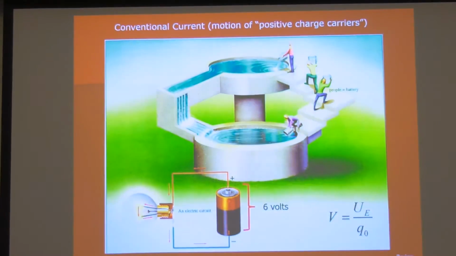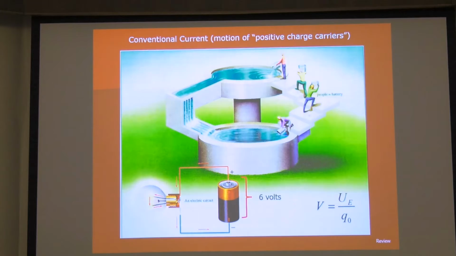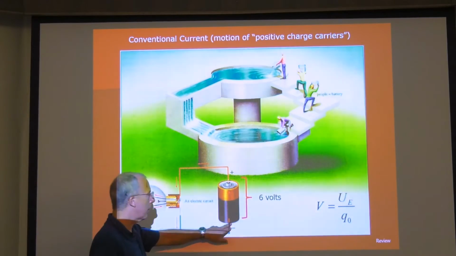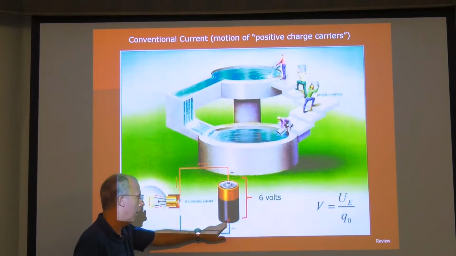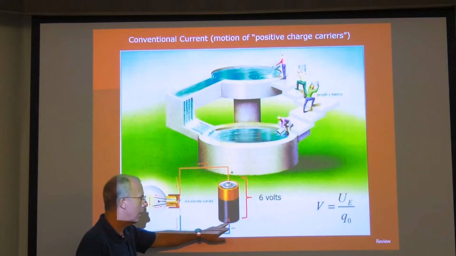Here's a battery. A battery is a source of potential, although I just like to think of it as a source of energy, because they're related. This is back to our conventional current, where we're assuming that the current is the motion of positive charge carriers. Here's the negative terminal, here's the positive terminal. The positive charge carriers want to be here, so we'll say that's potential energy equal to 0.